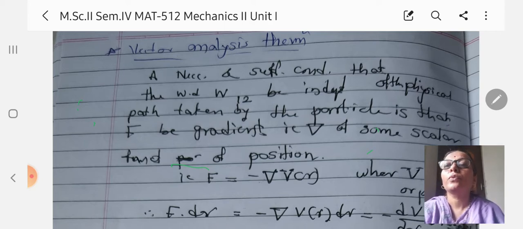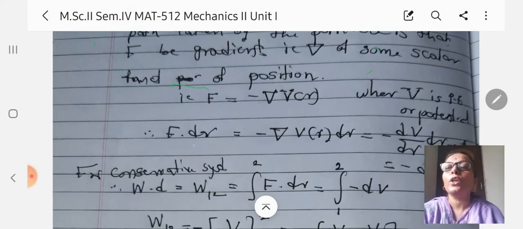From the previous lecture, the remaining part is the potential energy and total energy. Here firstly we take the vector analysis theorem: the necessary and sufficient condition that the work done W12 be independent of the physical path taken by the particle is that F is the gradient, that is del, of some scalar function of position, that is F equal to minus gradient of V of r, that is minus del V of r, where V is the potential energy or potential.